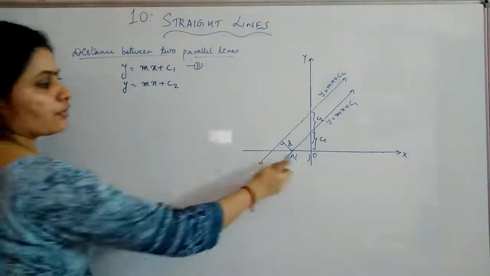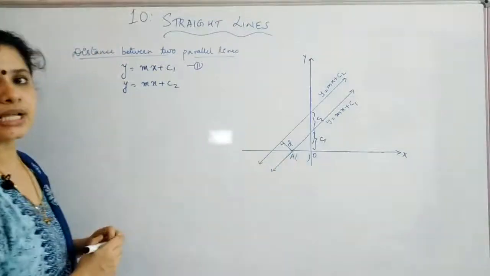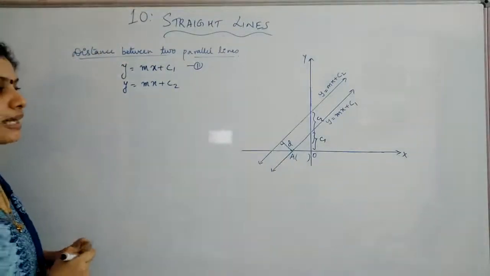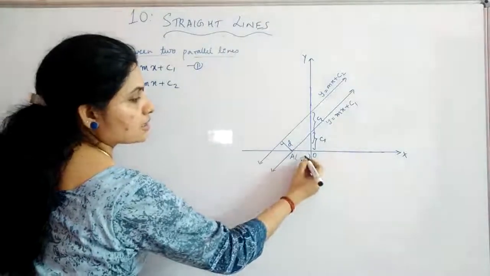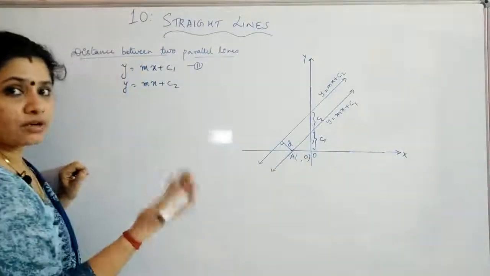So first of all, we will find out the point where the first line touches the x-axis. Now how to find that? We know that for any point on the x-axis, the second coordinate will be 0. That means the y coordinate is 0.